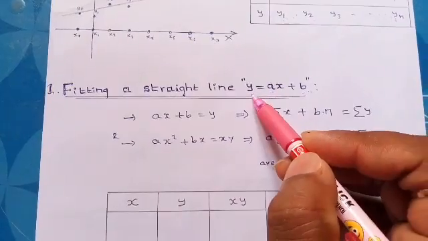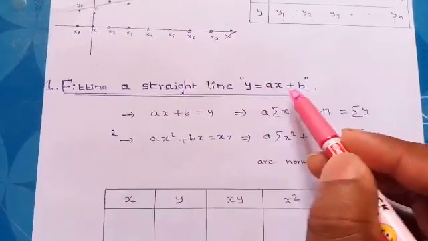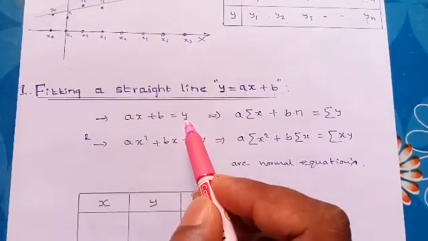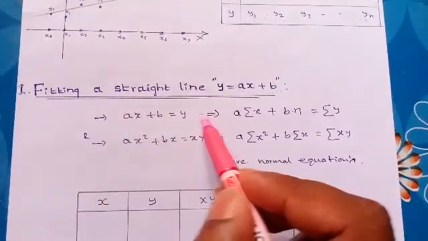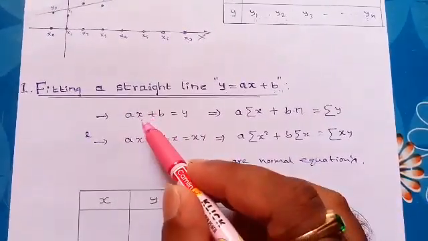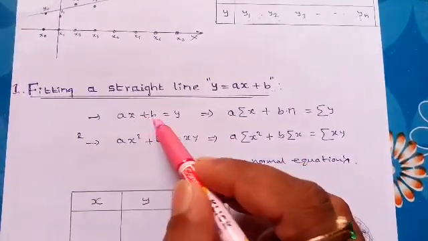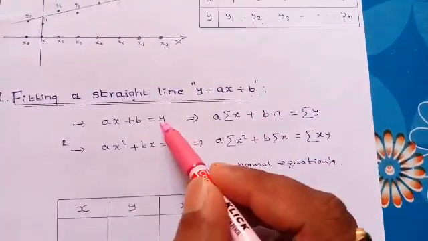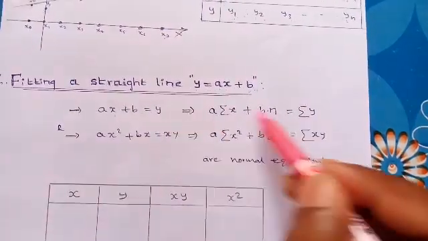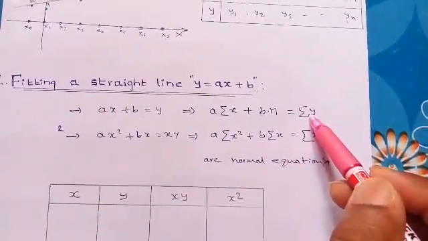The equation of a straight line can be written in the form y = ax + b. Just reverse it: ax + b = y, and put a summation, applying summation throughout the equation. a is constant as it is, a times the summation of x, plus b, which is constant, times the summation of 1, which means n, equals the summation of y.